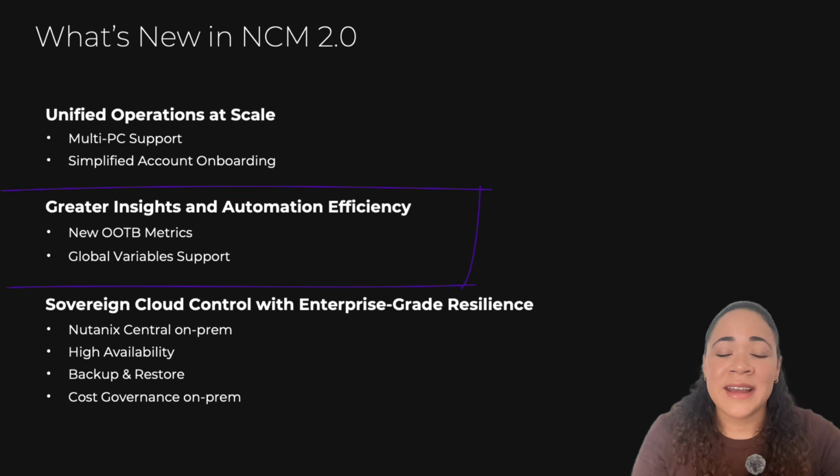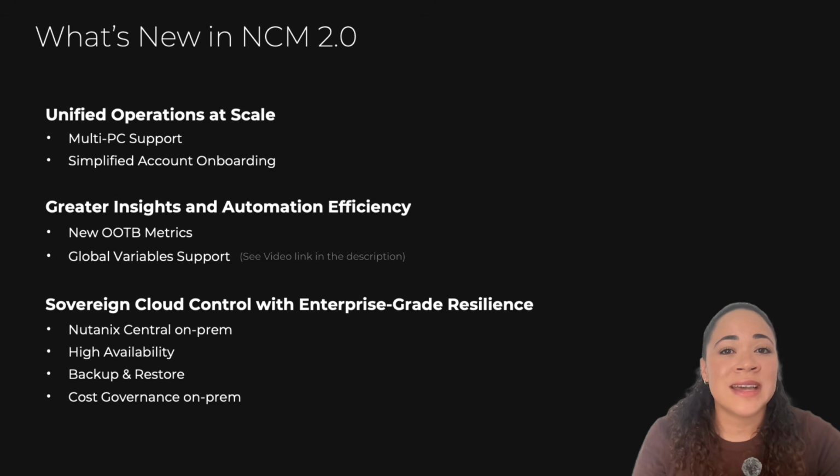Second, we have greater insights and automation efficiency. This release adds more than 50 new out-of-the-box derived metrics, providing higher-level capacity and infrastructure insights for reporting and analysis. It also includes self-service global variables, which were introduced back in Prism Central 7.5. Global variables provide a reusable and governed way to manage shared inputs across blueprints and runbooks.